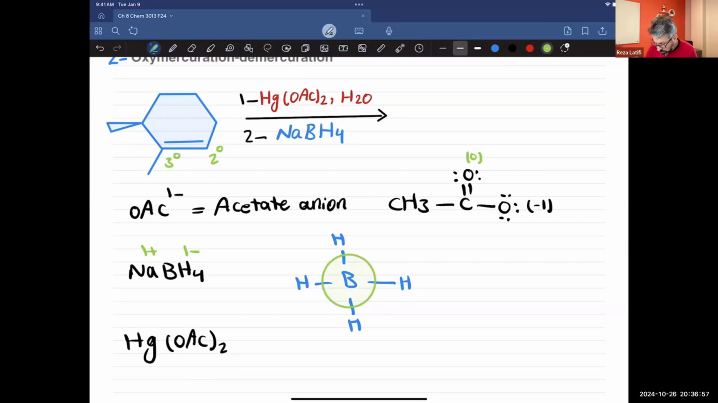Boron is a group 3, but I see 4 electrons around it. So I'm going to say -4. That means it has a formal charge equal to -1. And the -1 will be canceled by the positive charge of sodium. And so I have to say this.